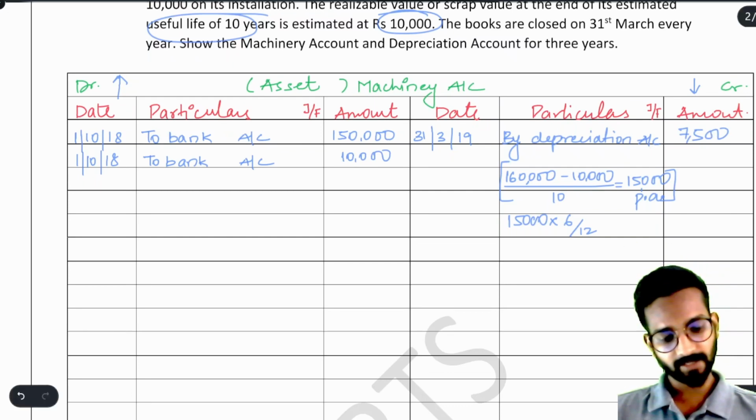Now, after writing this, I am just erasing it.